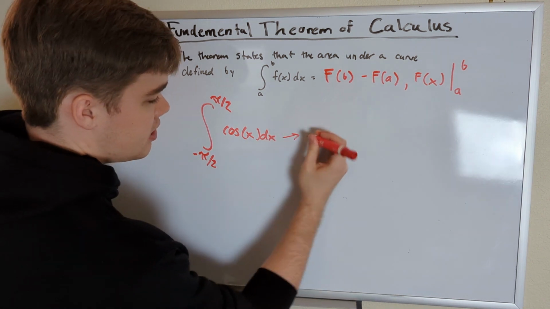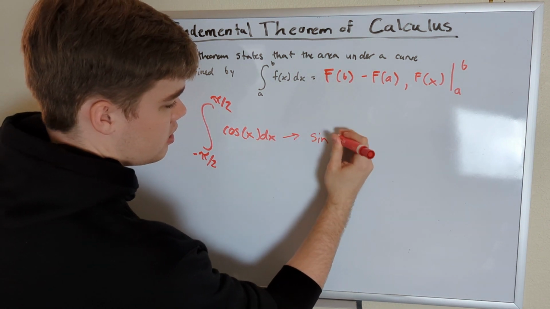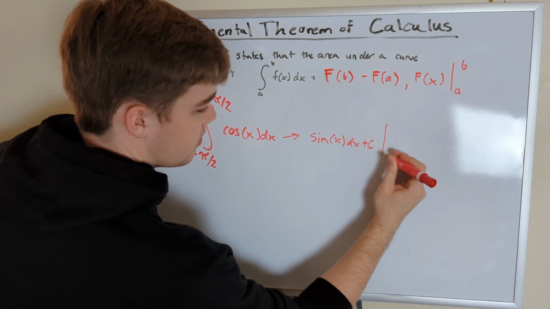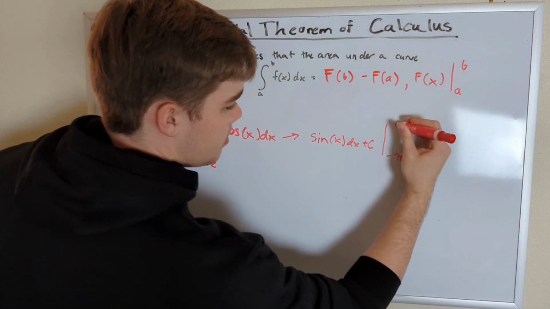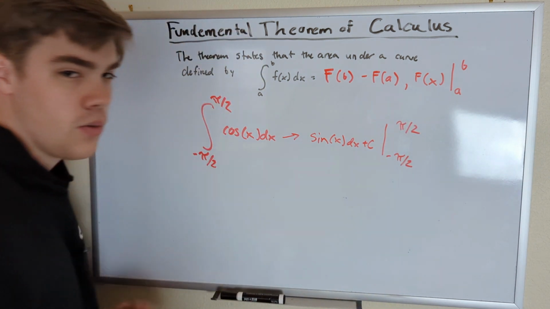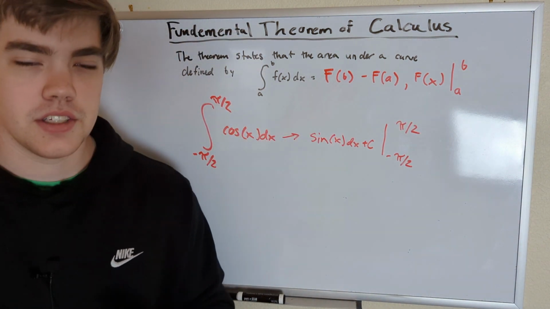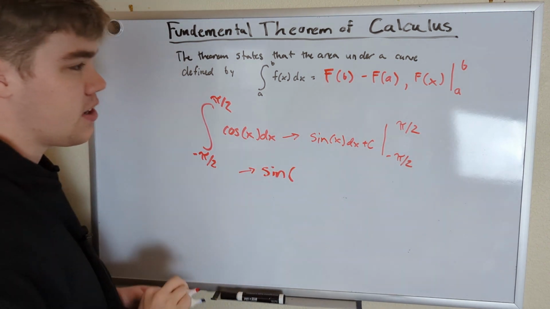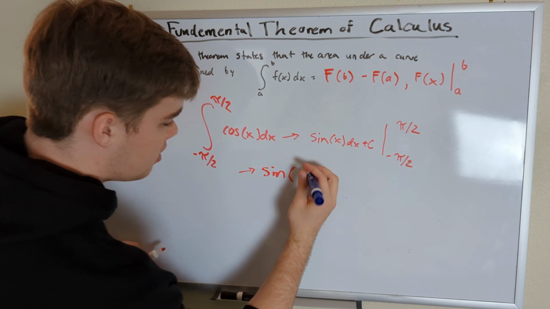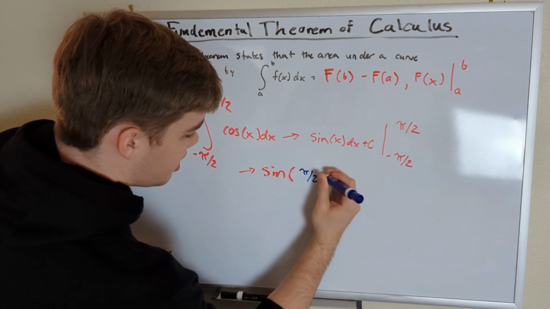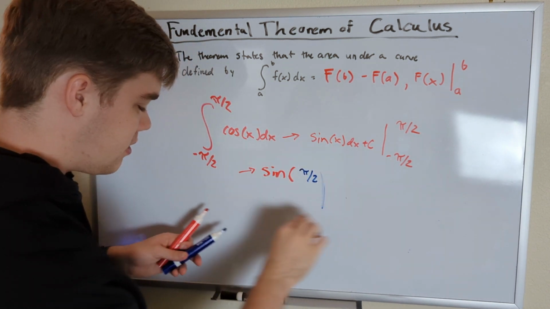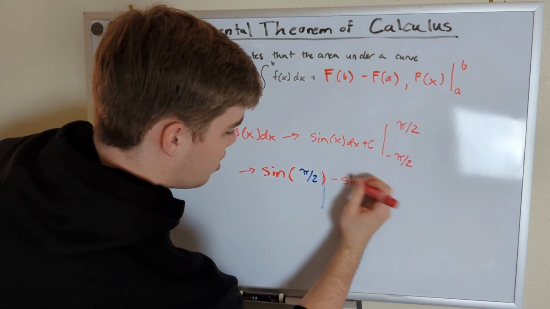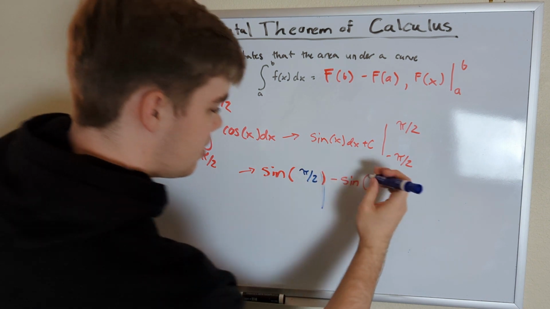So this is just sine x dx plus c defined from -π/2 to π/2. Once again, let's use our fundamental theorem of calculus to solve this problem. This is now equal to sine of, plugging in our b value of pi over 2, sine of pi over 2 minus sine of negative pi over 2.